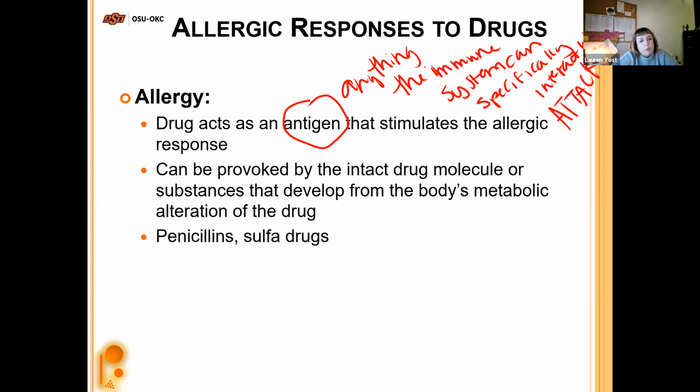That can be provoked by the intact drug molecule or substances that develop in the body's metabolic alteration of the drug. As we process it and get it out of our body, some of that stuff can cause reactions. But penicillins and sulfa drugs, of course, are the number one most likely drugs to be allergic to.